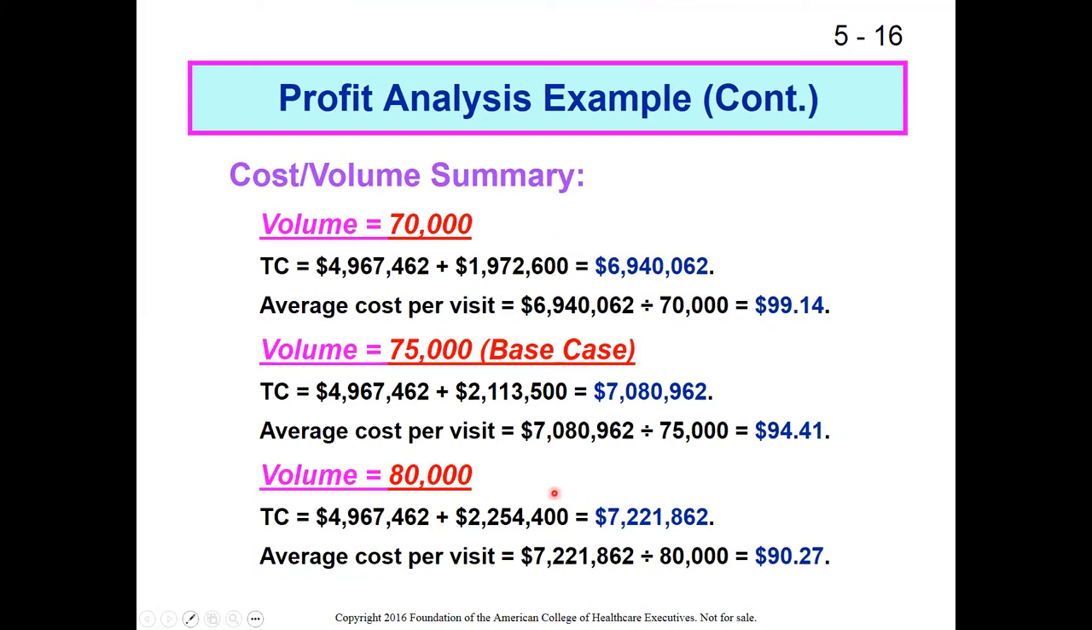What if we get 80,000 visits? How much would it cost on average to provide the care? And you can see that there's a significant difference here, right? It goes from 99 to 94 to 90.